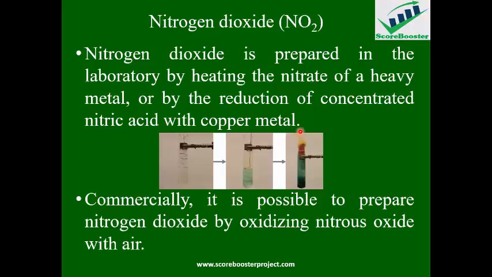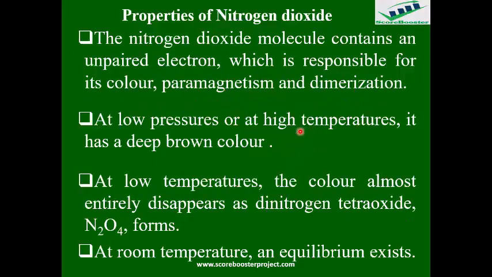That is what we are trying to say here. Some of the properties of nitrogen dioxide: the nitrogen dioxide molecule contains an unpaired electron, like we have in nitrogen monoxide, which is responsible for its color. In this case, it is colored because of this unpaired electron. Don't forget the reason we gave for why that other one was not colored. It is also paramagnetic, and it exists as a dimer.